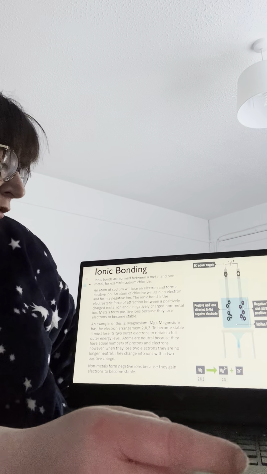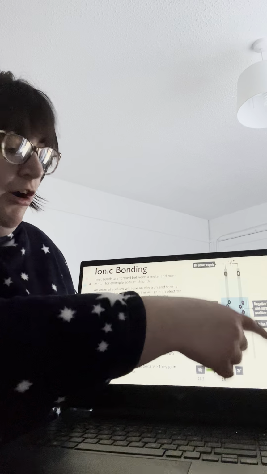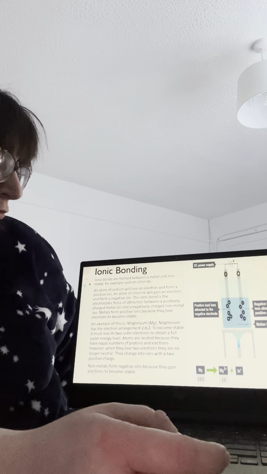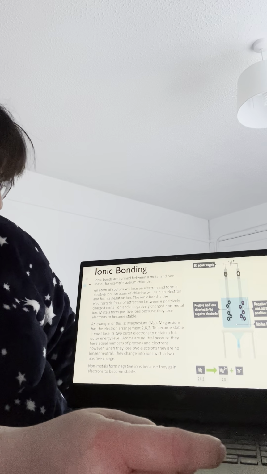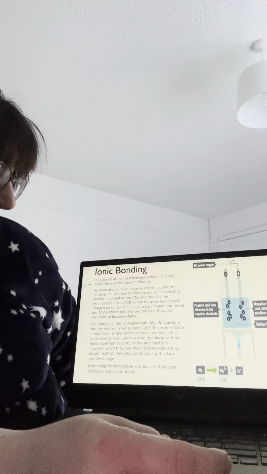Metals form positive ions because they lose electrons to become stable. An example of this, as the diagram shows there, is magnesium. Magnesium has the electron arrangement 2,8,2. To become stable, it must lose its 2 outer electrons to attain a full outer energy level.